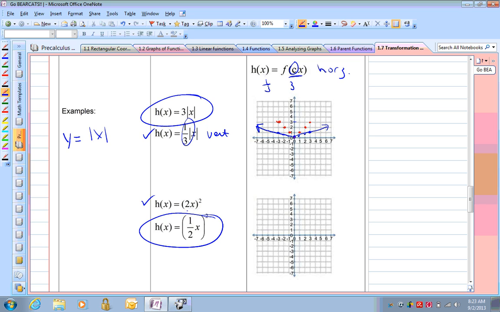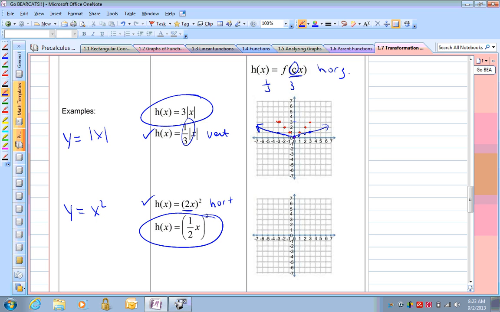All right, the change is happening with x, so this is going to be horizontal. If it's horizontal, that means it's going to happen left and right, but it also means that it's going to be opposite of what we think. So this says 2 times x, which would indicate a stretch, but remember, since it's horizontal, we're going to do the opposite, so we're actually going to take half the x values, or we're going to compress by 1/2. Our parent function here is y equals x squared.